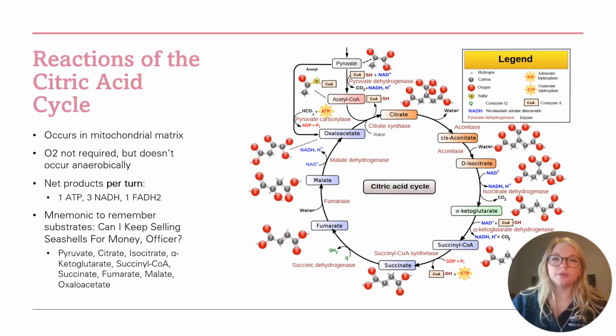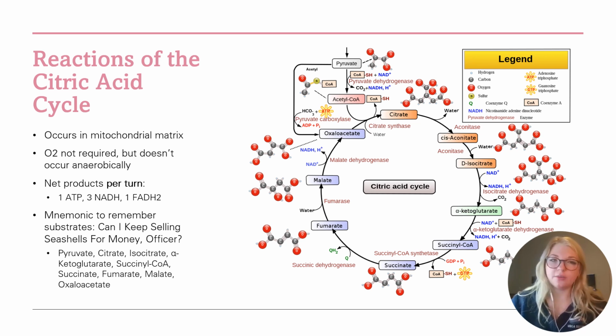The next step in aerobic respiration is the citric acid cycle, which takes place in the mitochondrial matrix. Although oxygen is never directly used as a substrate in this process, the citric acid cycle cannot occur anaerobically, since a lack of oxygen would prevent the electron transport chain from occurring and consuming NADH and FADH2, which would lead to the accumulation of these electron carriers in the mitochondria.